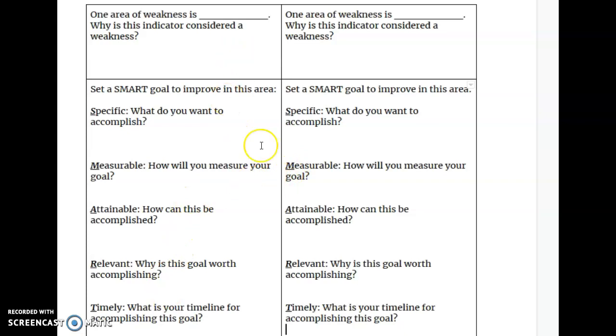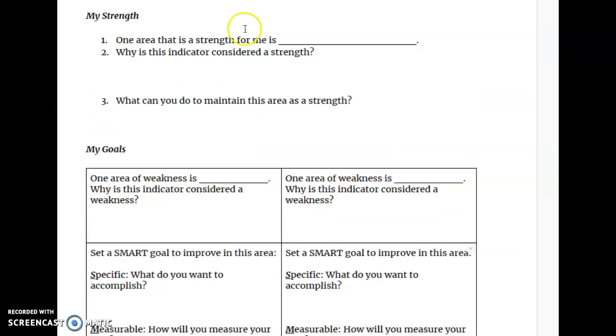And that's it. That is how you are going to complete your strengths section and your goals section. And then this is going to help you get the most out of ELT.